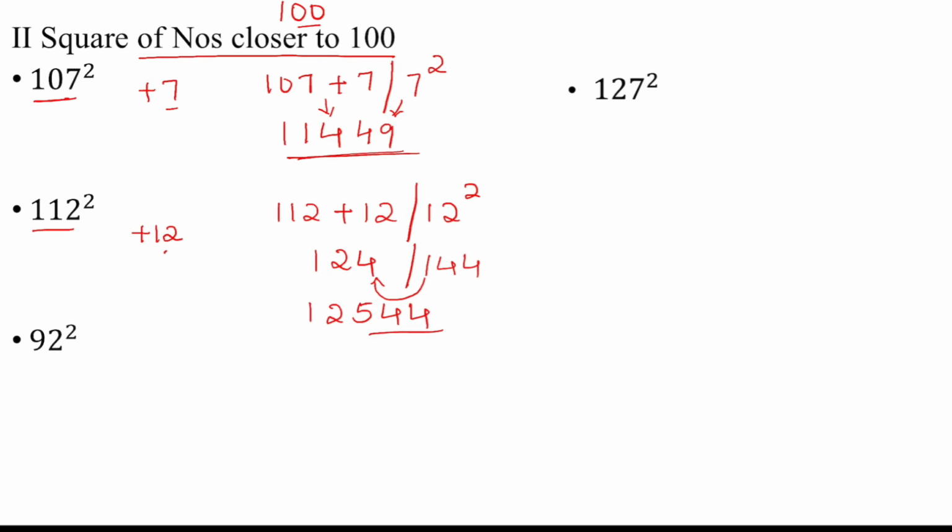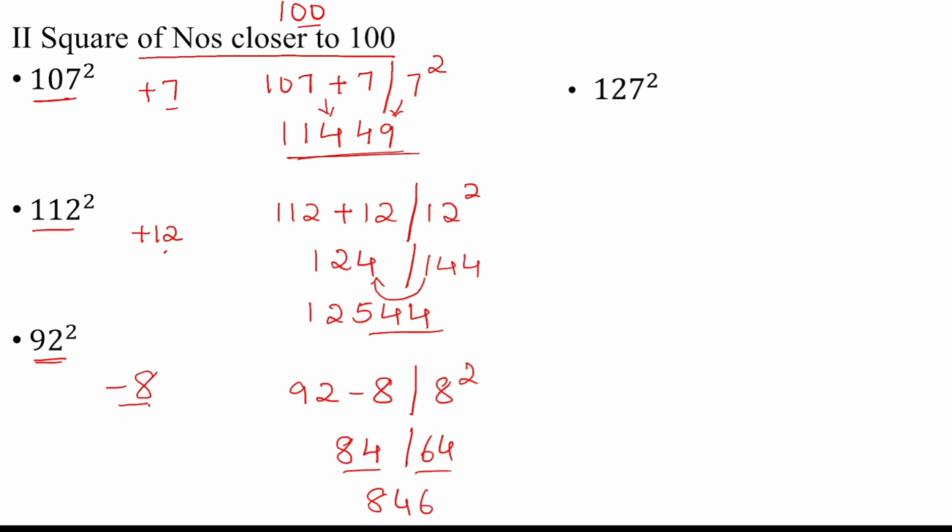Next, 92. Now 92 is how much less than 100 when we are comparing it with 100? It is 8 less than 100. Okay, so take the same number, that is 92. Now minus 8 you have to take. Okay, minus 8 bar 8 square. 92 minus 8 is 84 and 8 square is 64. So join these, 8464 is the square of 92.